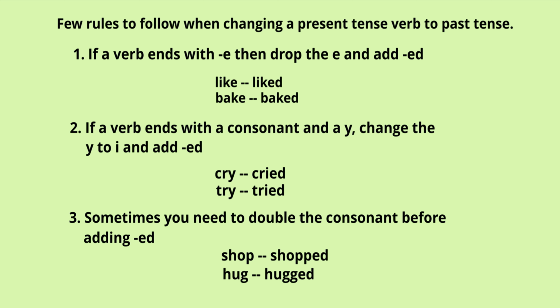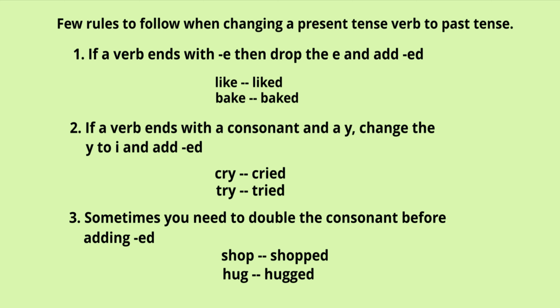If a verb ends with a consonant and a y, change the y to i and add ed. Here in the first example, cry. In cry, what is the alphabet that is before y? It is R, and R is a consonant. So what do we do? We take away the y, we replace it with i, and then add an ed. So, cried. So cry became cried. Similarly, try. Try became tried. Tried is the past tense.